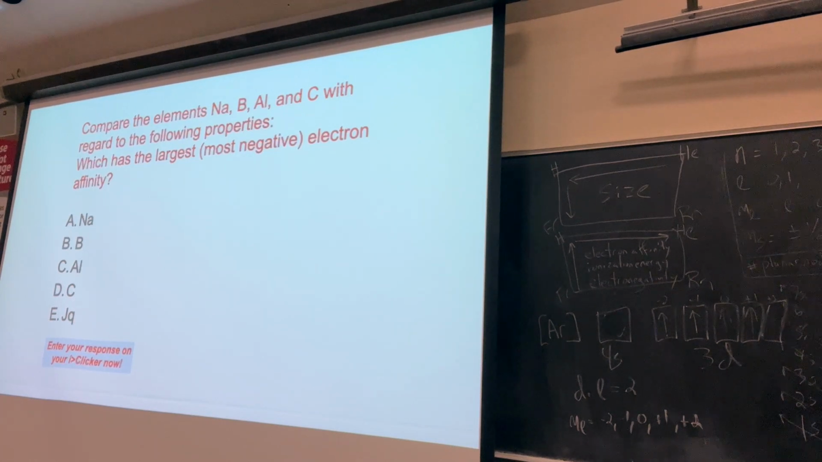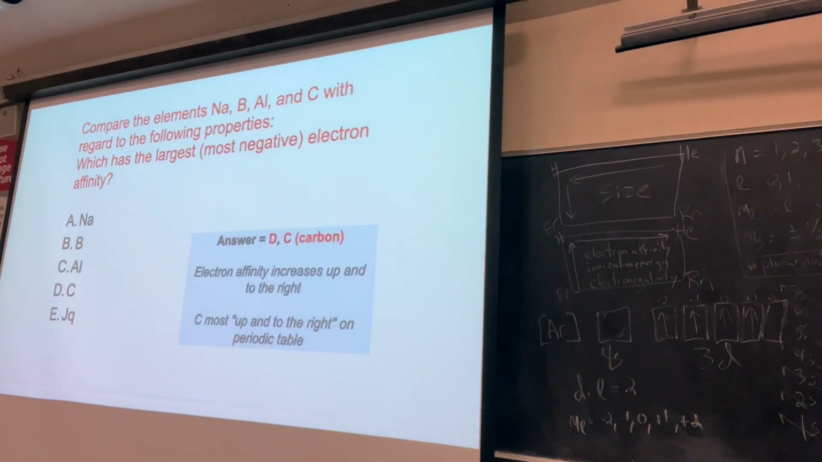These are intentionally the same elements as before. And again, as before, we're going to think about how electron affinity works with these. And again, the punchline: up and to the right. In the last one, sodium was the biggest size, but here we're after electron affinity, so we want up and to the right. More to the right than sodium is aluminum, but more up is boron, and the most up and to the right is carbon. So we would say for this problem that carbon has the highest electron affinity.